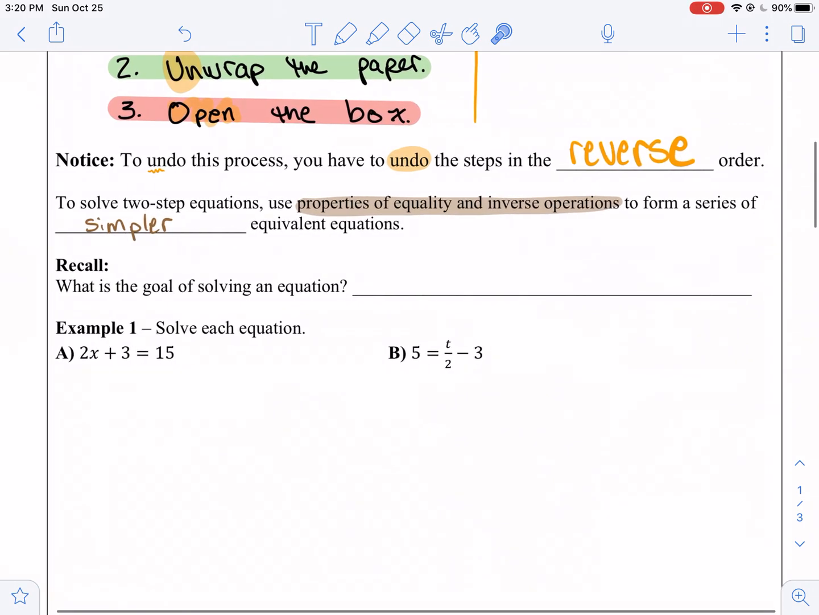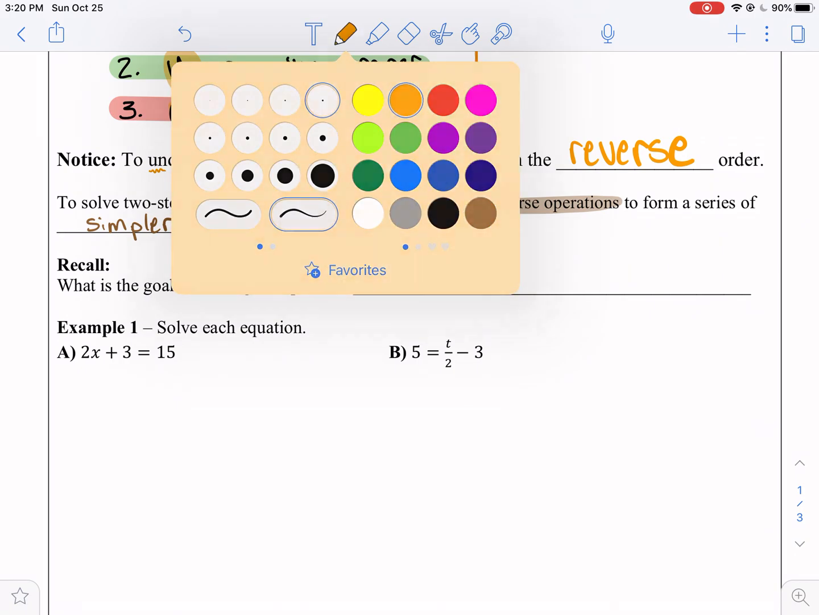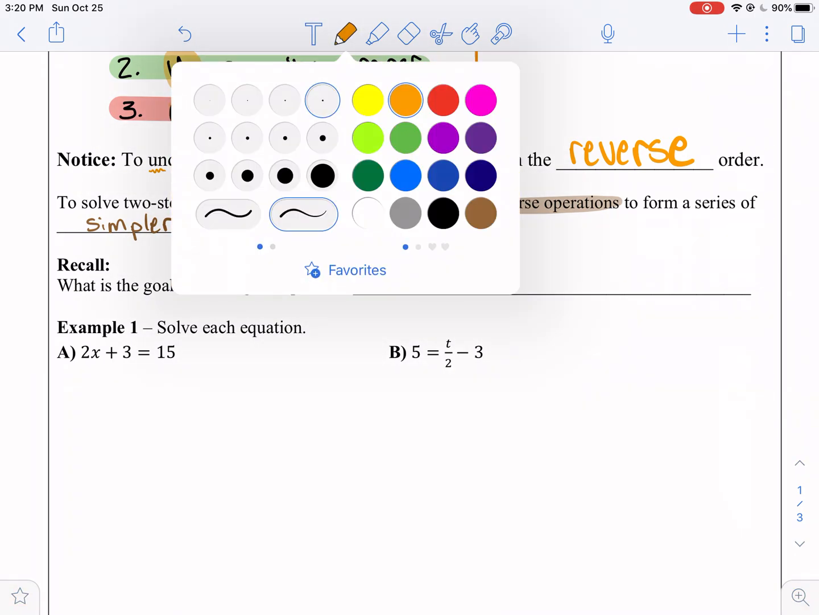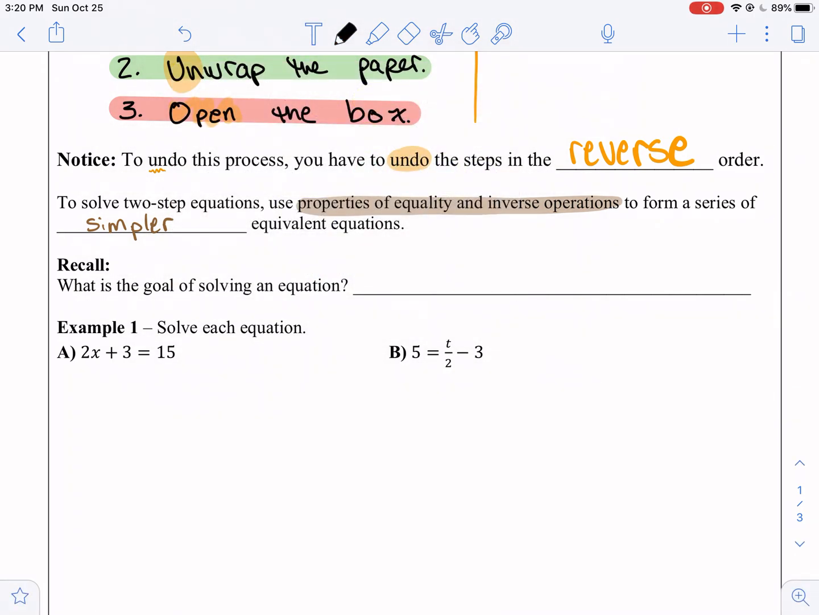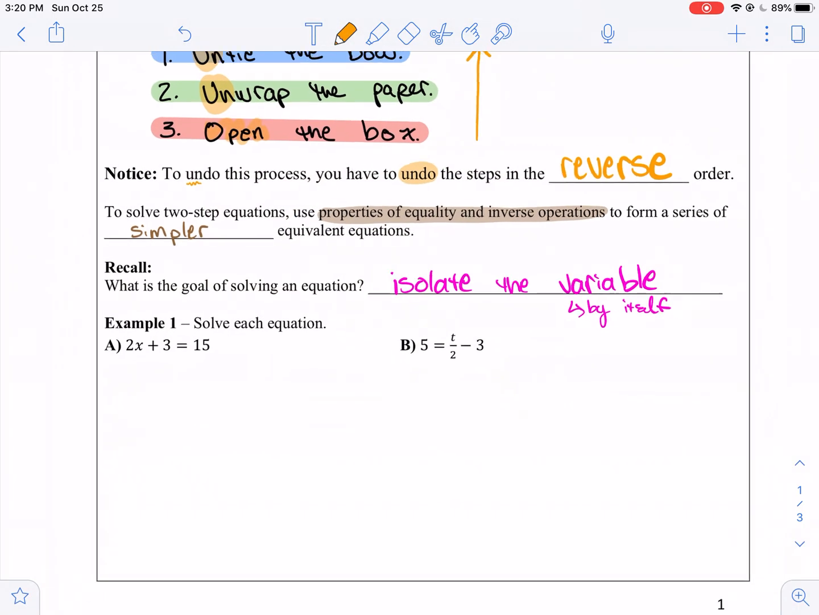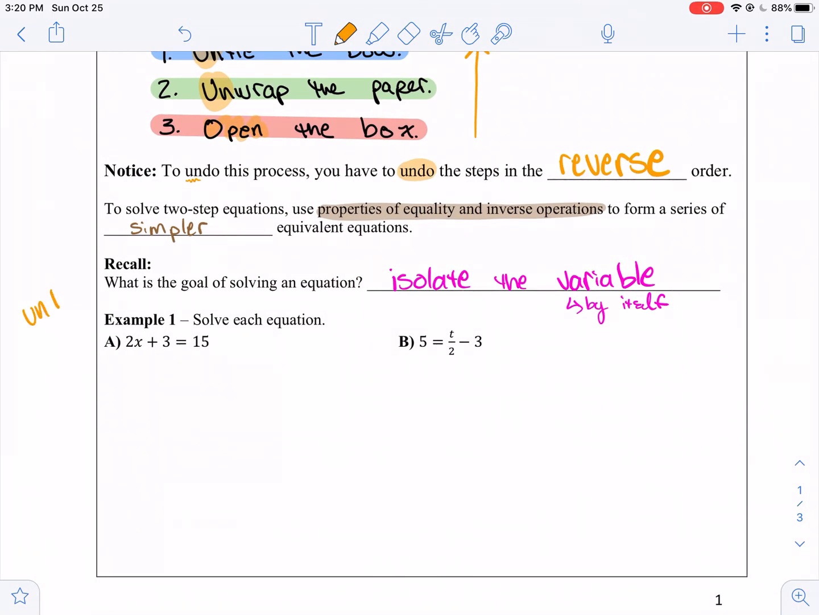So you'll remember from yesterday that the goal of solving any equation, our end game, our final goal, is to isolate the variable. We want to isolate the variable. We want to get the variable all by itself. We want to end up with just the variable by itself on one side of the equals sign. So to do that, we're going to undo what's happening to our variable.